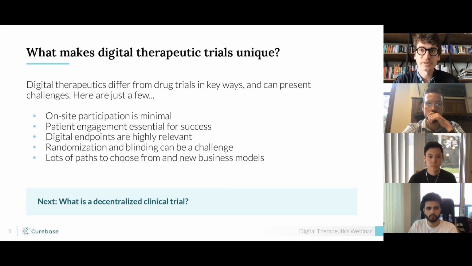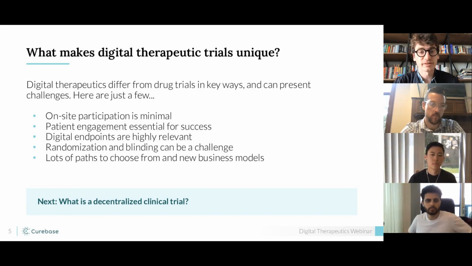But if it's a digital therapy, the patient really needs to want to get medical value out of that product. They need to be engaged if you're going to get the data and the results that you want for your submission. Additionally, digital endpoints are usually much more relevant and useful in these digital therapy clinical trials because the products themselves are digital. Things like usage metrics, usability, connected devices, biometrics, the actual data generated from your device can be extremely important and can be included in your data analysis.